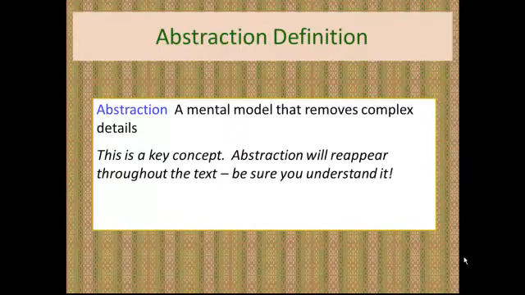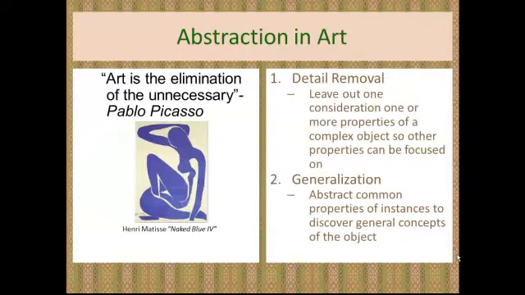So, what is abstraction exactly? It's a mental model that's going to help remove the complex details. Now, you've probably heard of abstract art. Pablo Picasso says, art is the elimination of the unnecessary. So the first thing about abstraction is that you're going to remove detail.